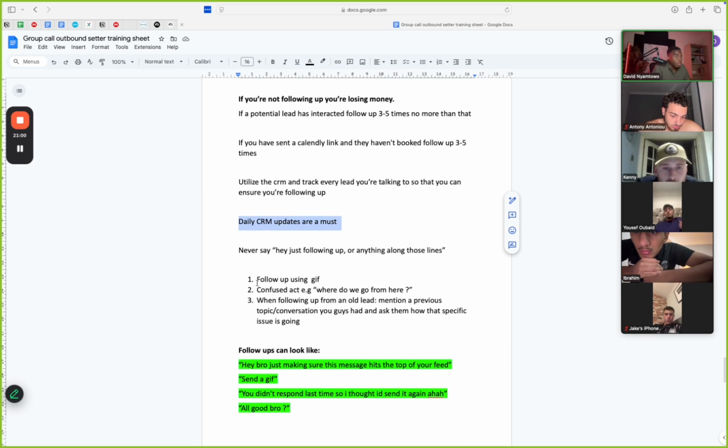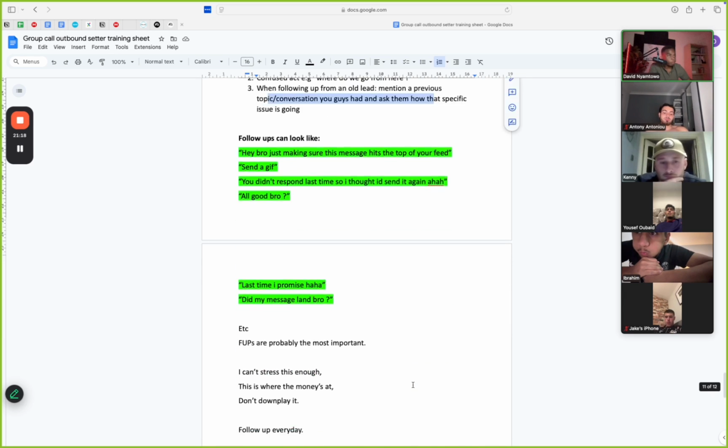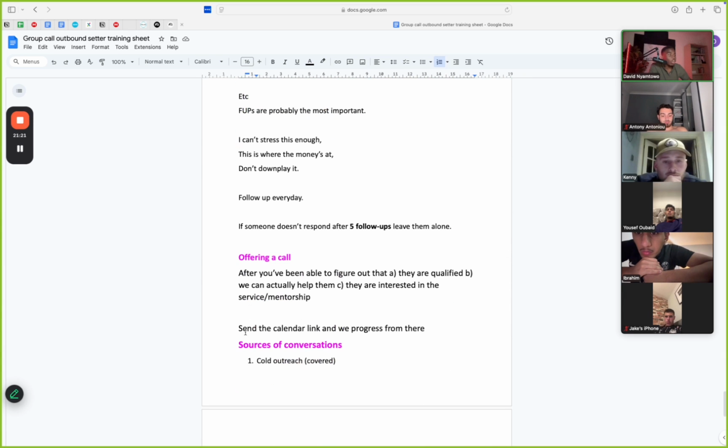Different follow-ups here. You can follow up using GIFs, and when following up with a lead, mention a topic or previous conversation that you guys had, and ask them how that's going. A great follow-up method is actually liking one of their messages, because they'll see it and it's a good way of following up without sending a message. It will go back to the top of their inbox. Boom, you're in.